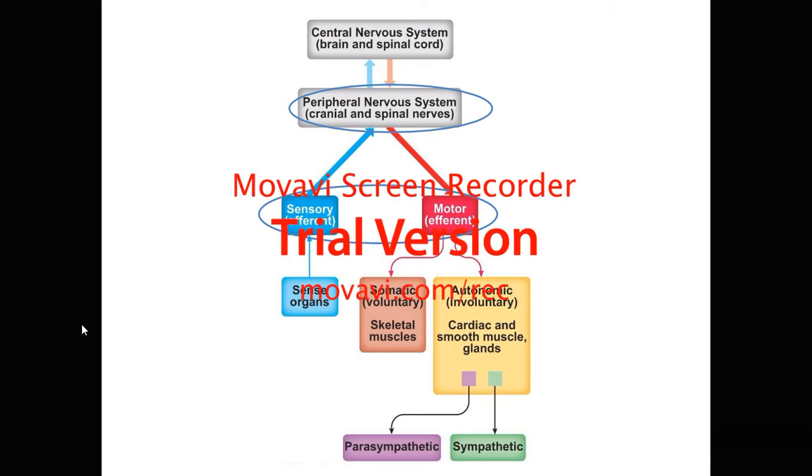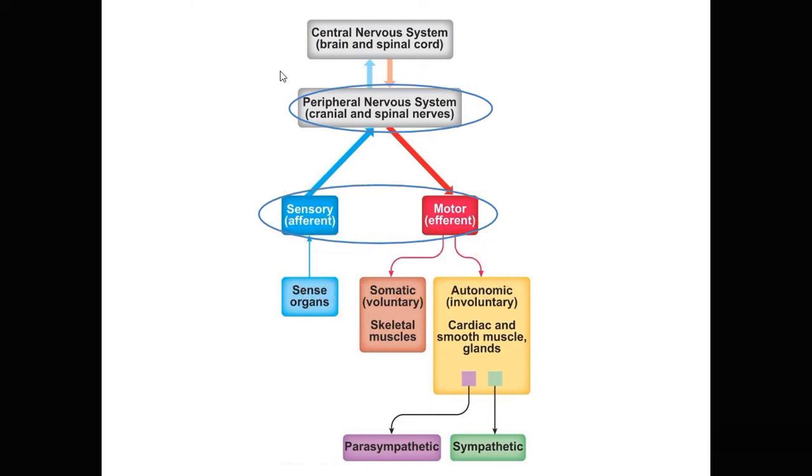Okay, so this is just a schematic showing you how things relate. You have your central nervous system, your brain and spinal cord, and then you have your peripheral nervous system, which are the cranial and spinal nerves coming off of the brain and spinal cord.